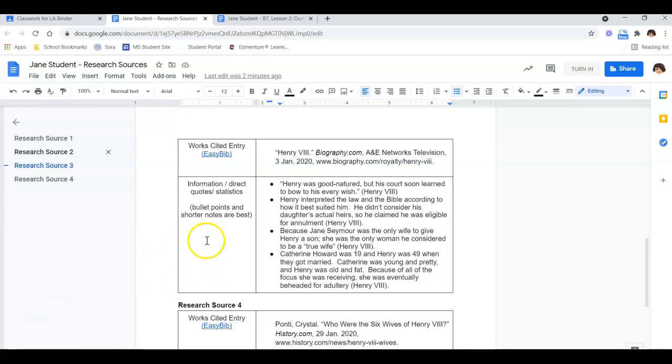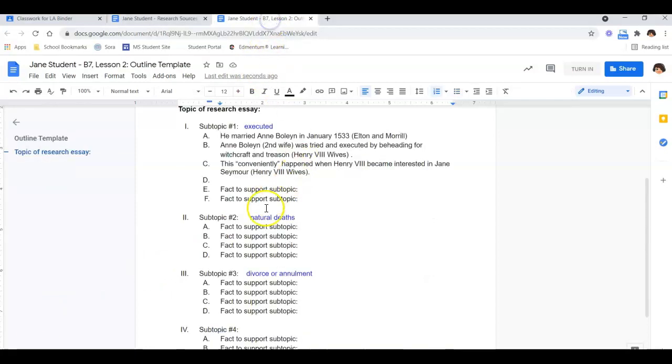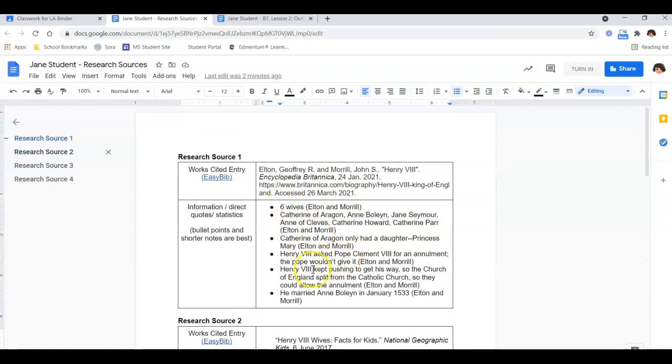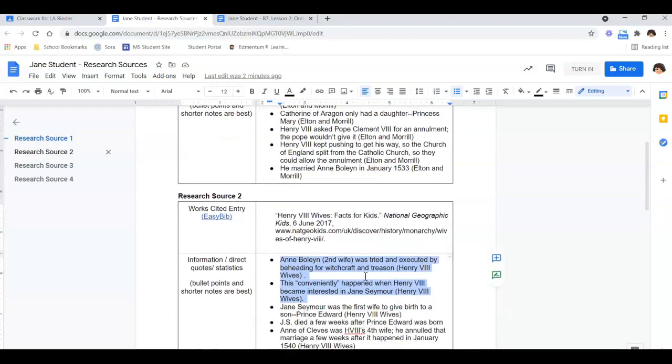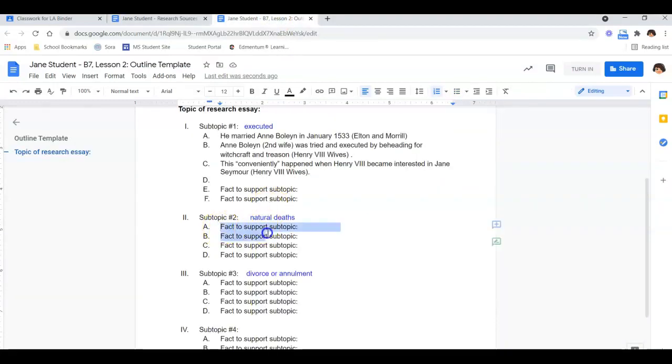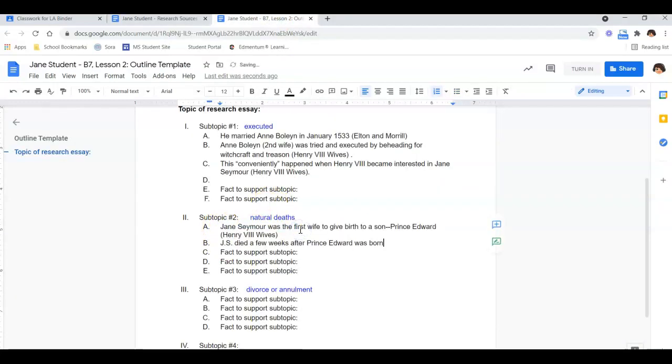And then you repeat the exact same process, and you're going to find all the information about the wives that died of natural death. So I'm going to go back through my sources. Neither of those were about Jane Seymour. So both of these were about this wife that died of a natural death. And so we're going to put this here. So we have those facts. And we're going to keep going through.